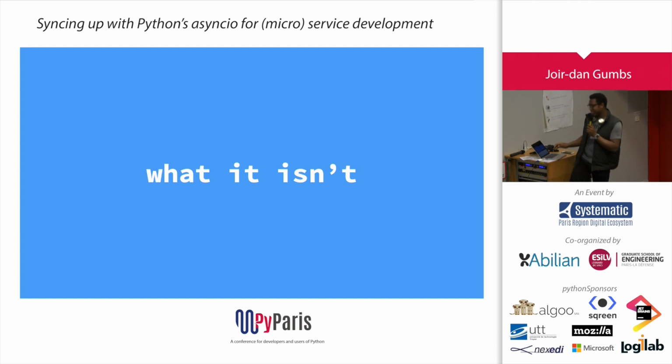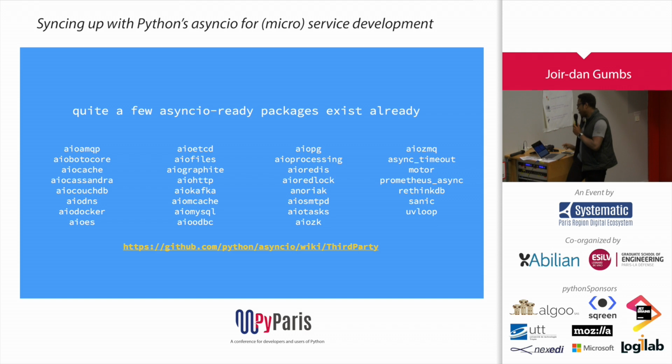You'll notice as I go through the next slide that there are quite a few Async.io ready packages and frameworks that exist. I didn't even know some of the ones for IoT, because I'm not in IoT at all. But you can see there's stuff for AMQP, Boto Core, CouchDB, DNS, Redis Locks, Zookeeper, RethinkDB, you name it. Either it's built or somebody's building it. And there's a little link that I left over there.